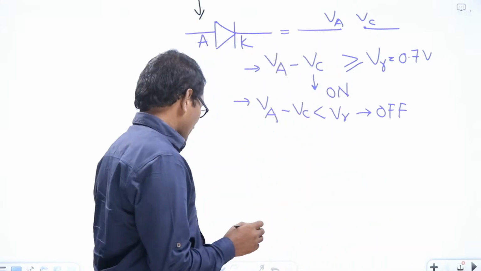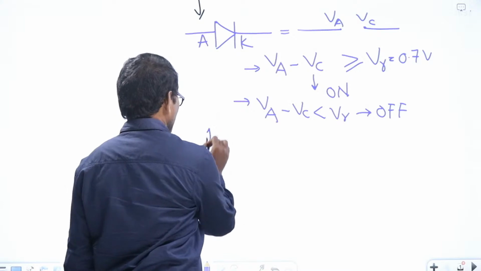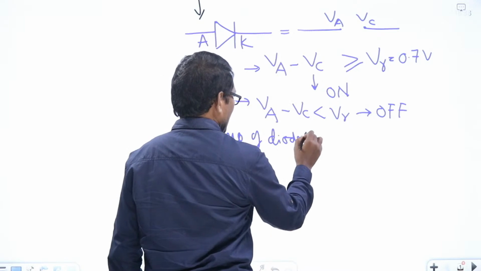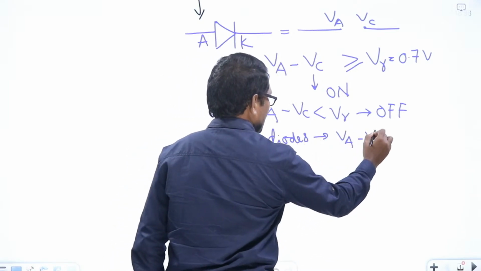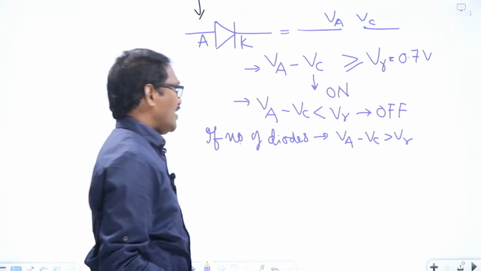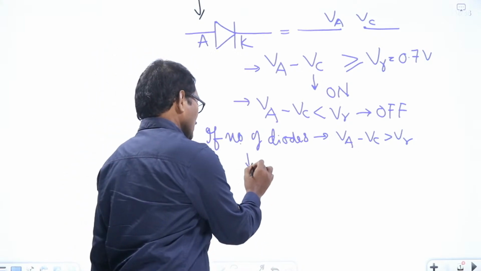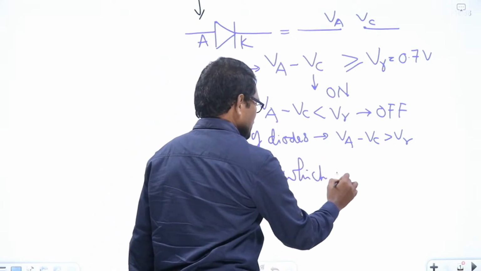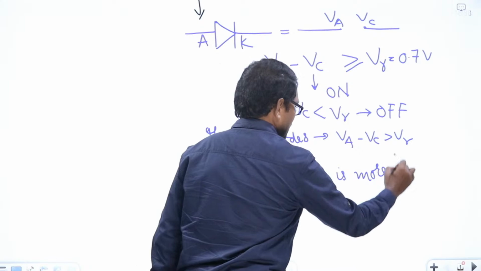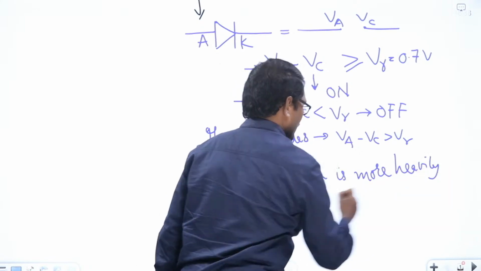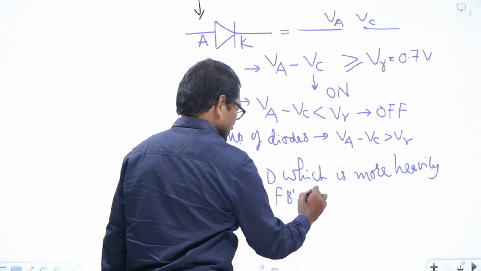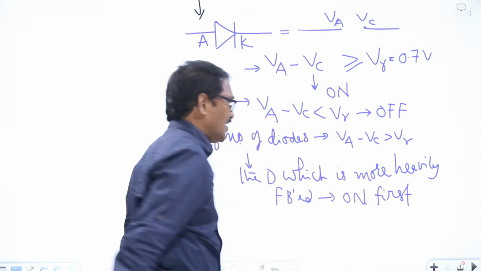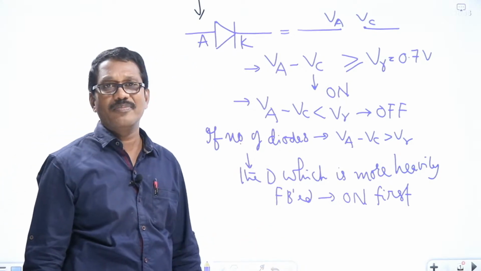That means if I write down here, if a number of diodes have VA minus VC greater than V gamma, then in this case the diode which is more heavily forward biased will be switched on first. It will become on first. By the time other diodes will be off only.